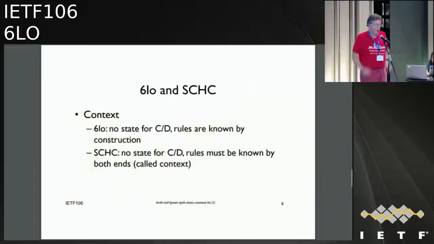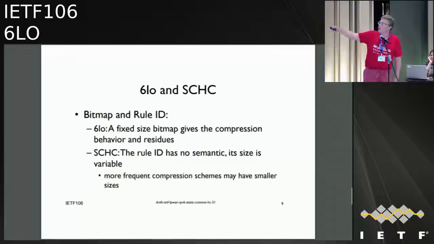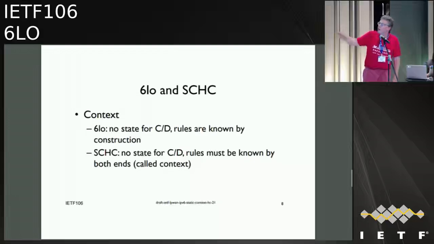So I tried to make some comparison between 6LoWPAN behavior and SCHC. First, about the context. Context is a very difficult word because everybody has their own notion of context. But what we can say is that in 6LoWPAN, we have no state for compression and decompression. It means that you take a packet, you apply what is given in the bitmap at the beginning, and then you forget this packet and you go to the next one. So every packet is compressed individually. And rules are known by the implementation because you create your bitmap and you say, if I have this bit, I'm doing this, this, and this.